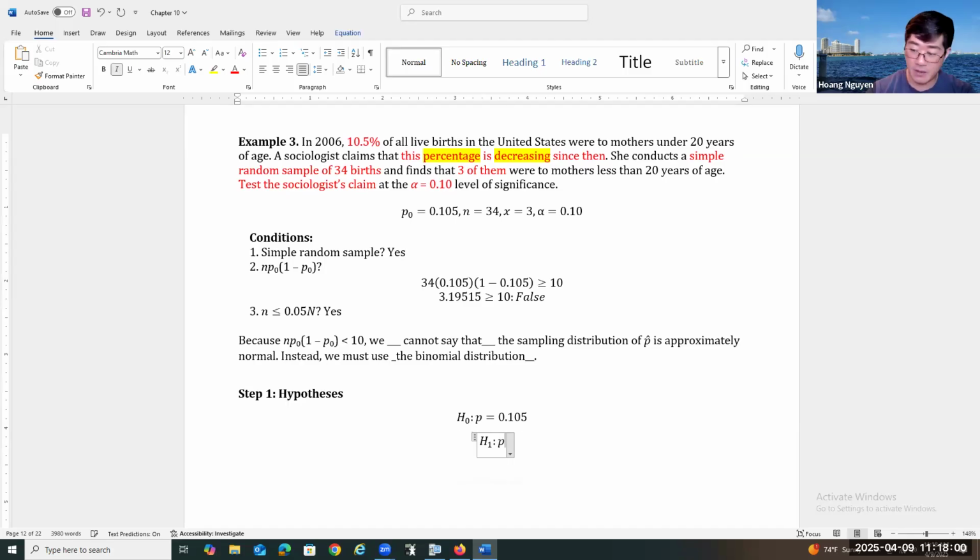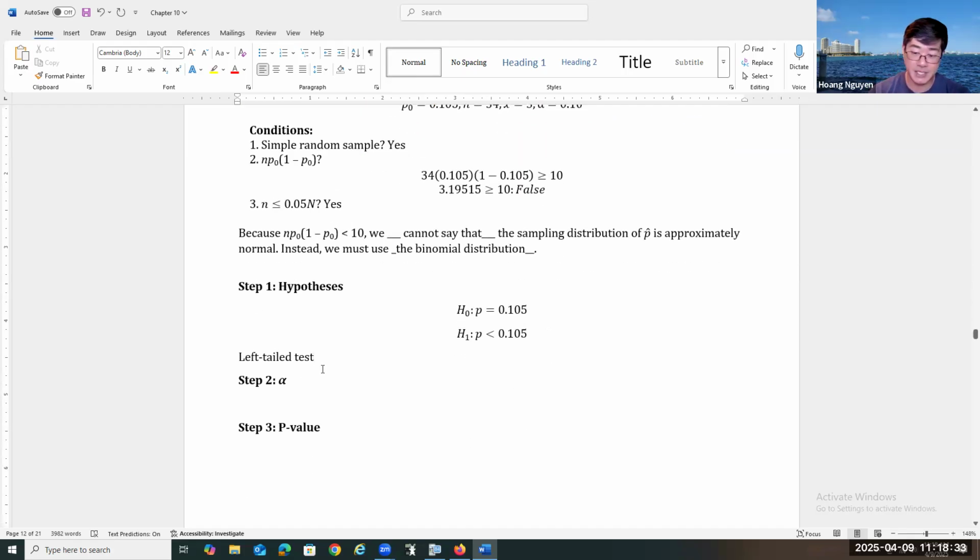Now, what's going to be the inequality that we use for the alternative hypothesis? Not equal, less or more? A sociologist believes that this percentage is decreasing, right? So it's going to be less than. So this is the test of equal versus less than. Is this two tail, left tail or right tail? This is going to be a left tail test. So that's step number 1, determine the null and the alternative hypothesis.